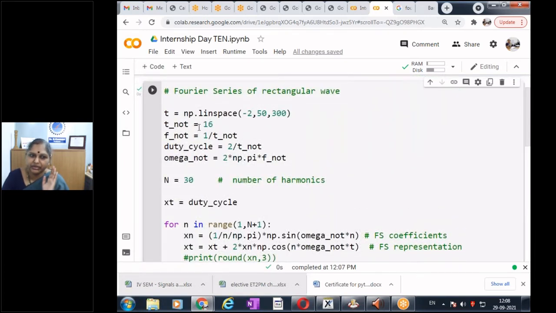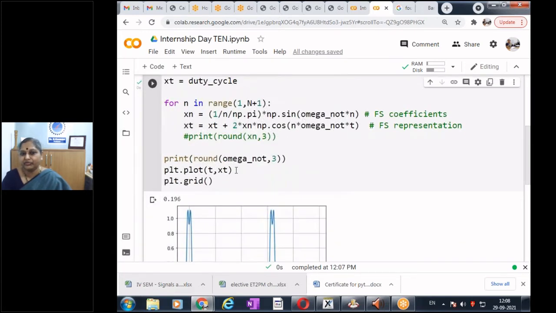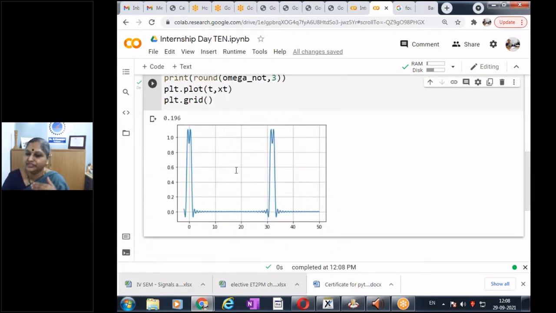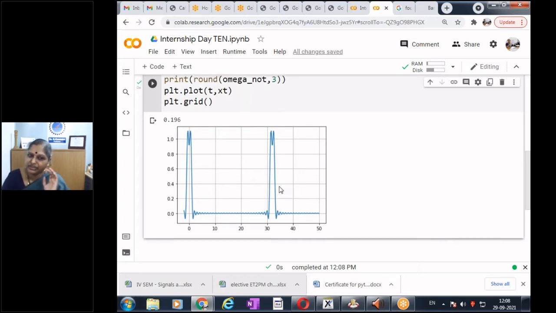Let me make my T naught 32. I still retain 30 terms in my summation. And why I'm showing this is that the Fourier series still works, even for rectangular waveforms. This is what we are having when I have up to 32 terms.